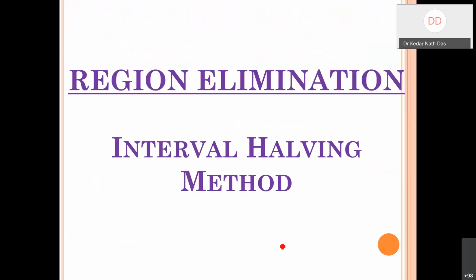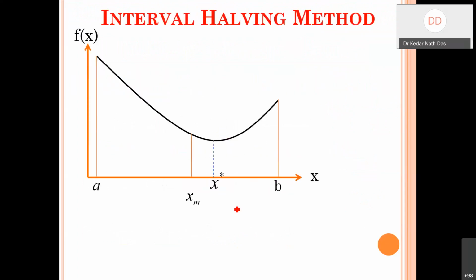First method is the interval halving method of region elimination. In the interval halving method, we have to take the midpoint of a and b. So every time we have to reject, or we have to eliminate, half of the region.